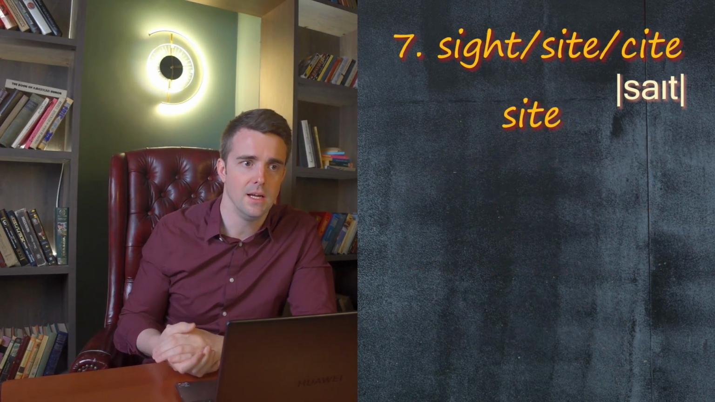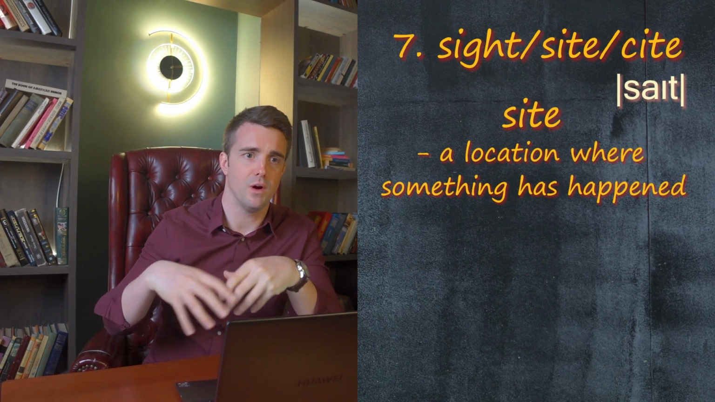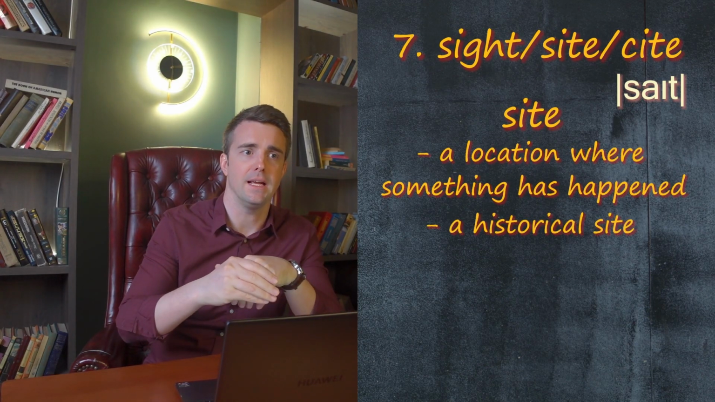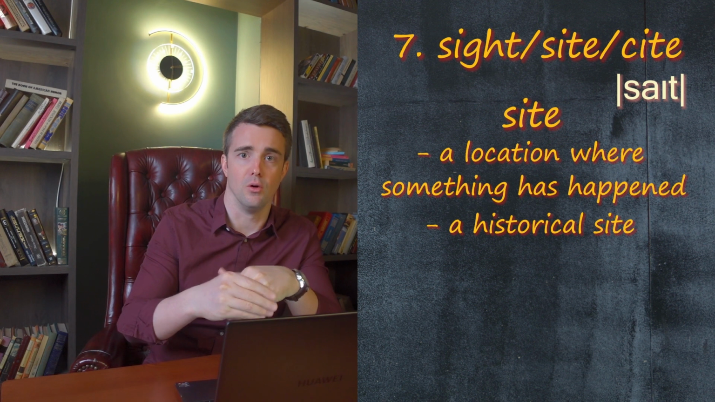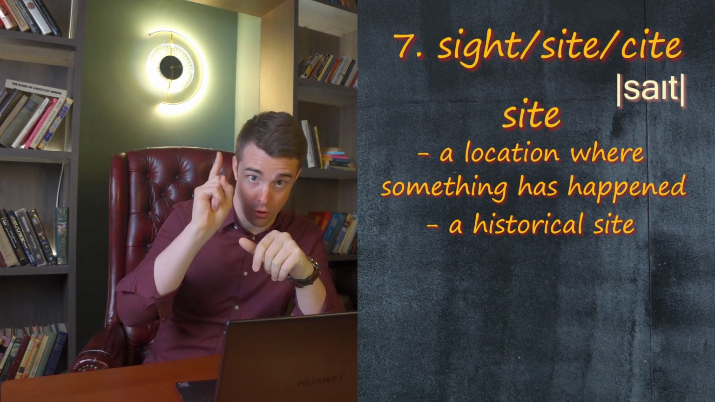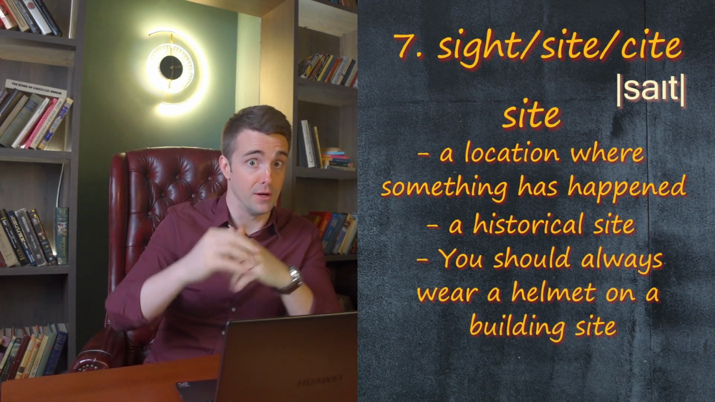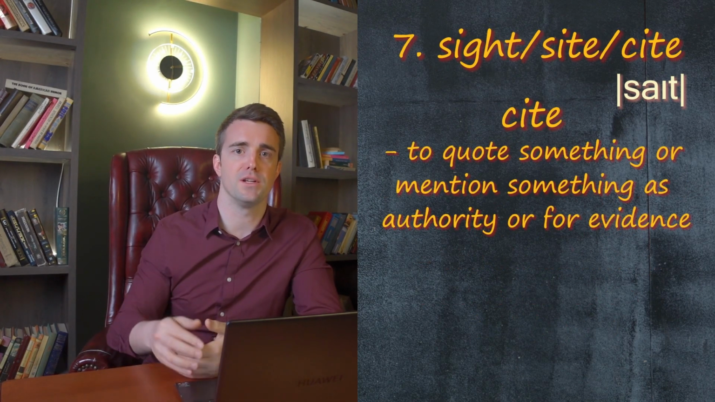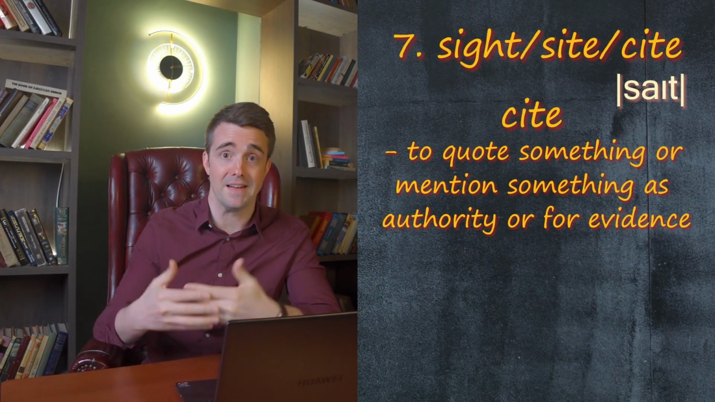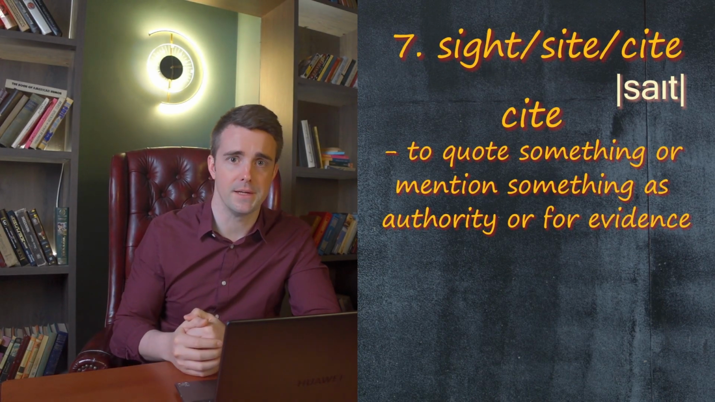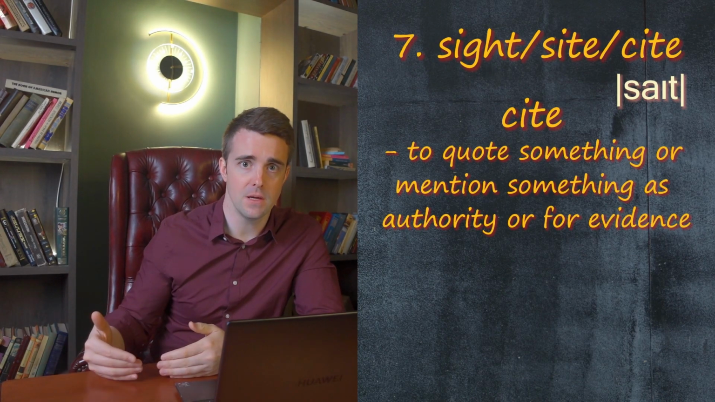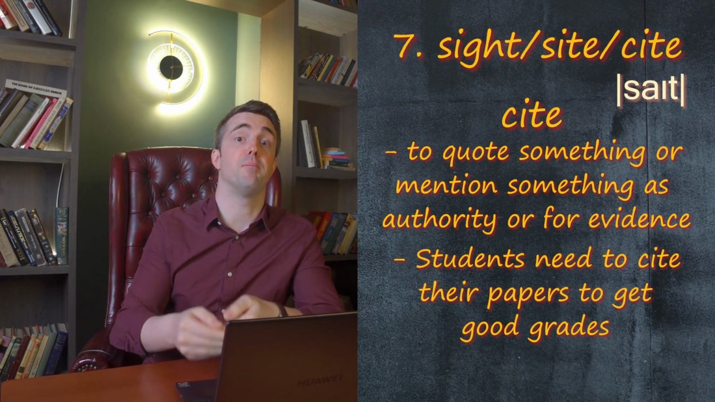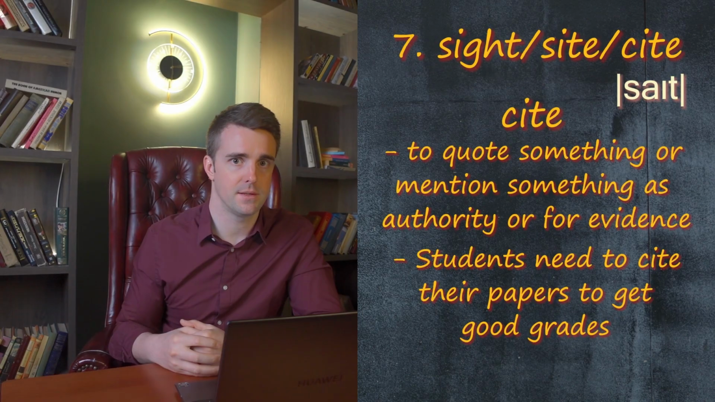And site is usually a location where something has happened or is happening, maybe a historical site, or for example, you should always wear a helmet on a building site. And then there's cite with a C, which means to quote something or mention something as authority or evidence. For example, students need to cite their papers to get good grades.